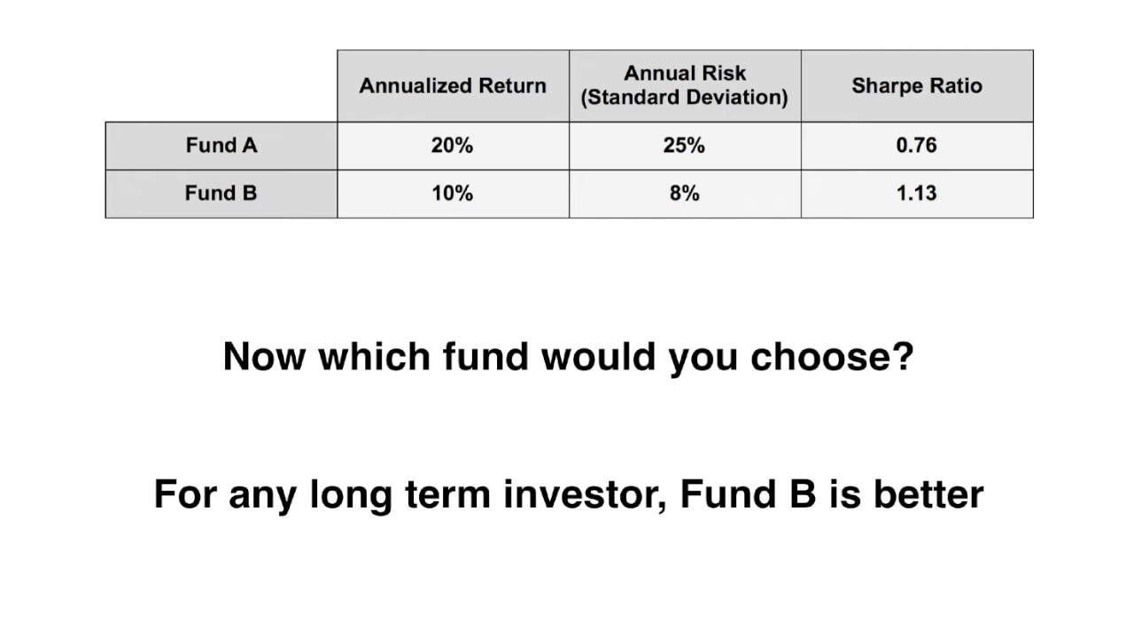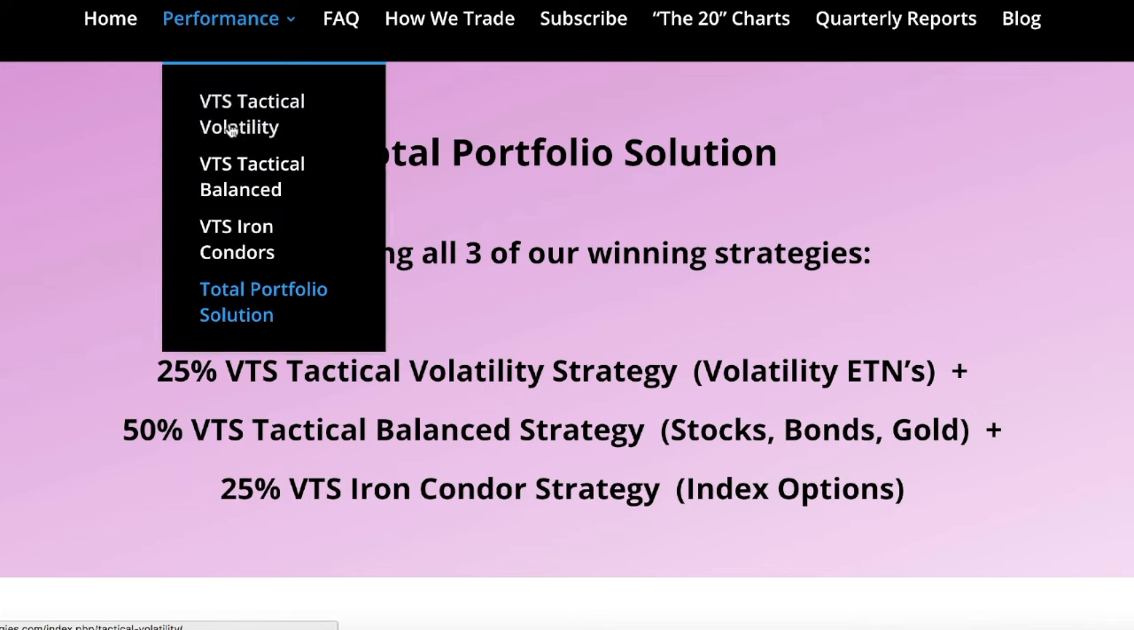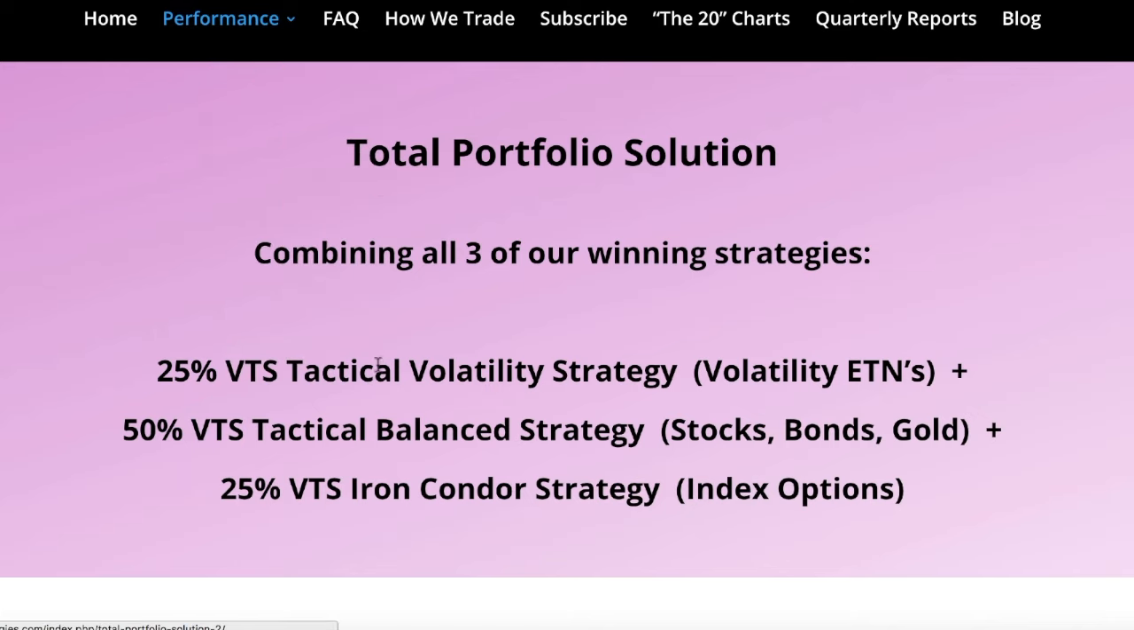But the Sharpe ratio can be used for more than just determining which fund is a better investment. It can actually help us build a more stable portfolio. So now I'll go through an example from our real portfolio to illustrate how we go about doing that. The Total Portfolio Solution is just the diversified portfolio that's made up of all three of our trading strategies. So you can see all three of them have an allocation in the fund.